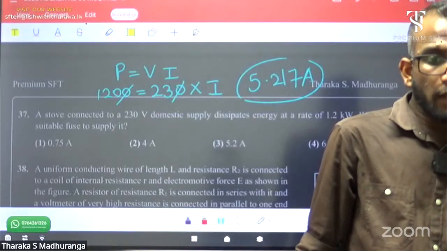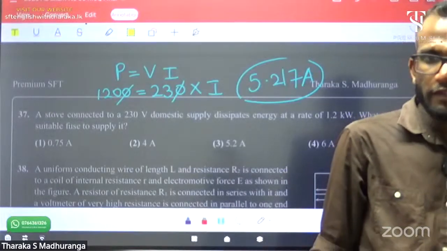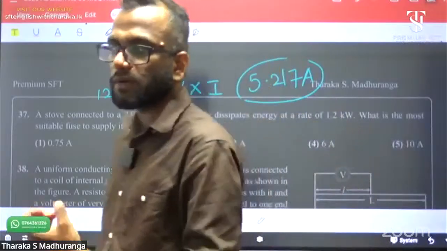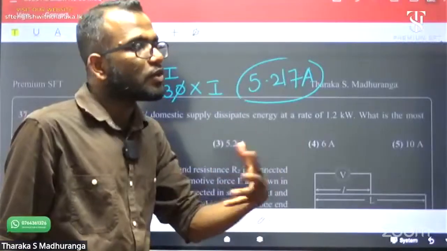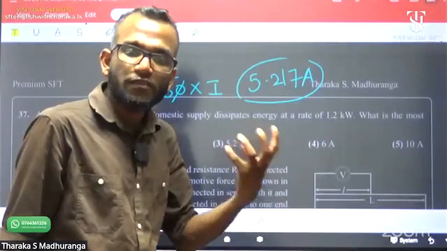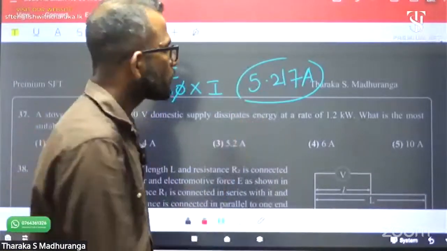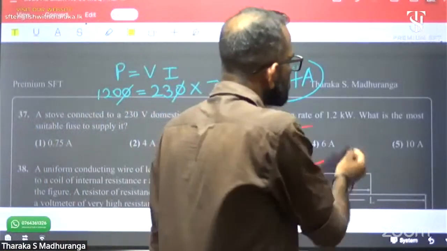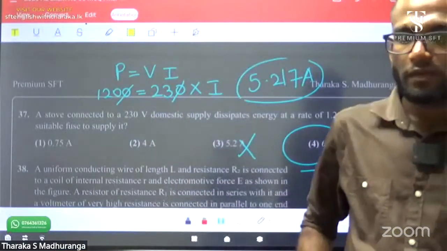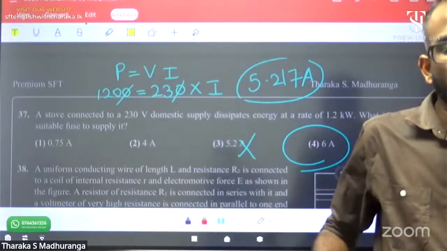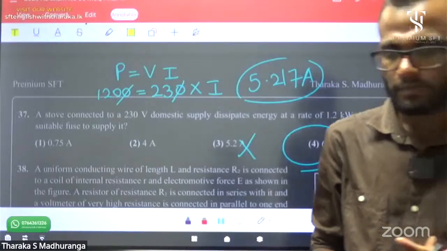If I add a 5.2 ampere fuse, is it working with maximum efficiency? No. Even in normal condition the fuse will be broken, right? 5.2 ampere, therefore it is not suitable. A 6 ampere fuse is good, because 5.217 ampere is flowing in normal condition. I got it right, right?